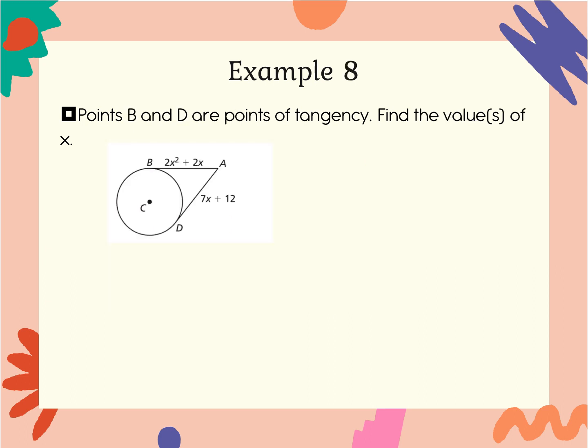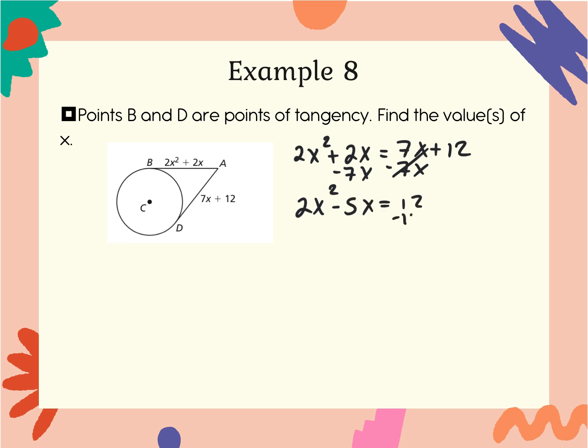Example 8, it says point B and D are points of tangency. Find the values of x. So now we have the same thing. These two lines are going to be congruent. So I'm just going to go ahead and do 2x squared plus 2x is equal to 7x plus 12. I'm going to go ahead and subtract 7x from both sides to get 2x squared minus 5x is equal to 12. I'm going to subtract 12 from both sides, and I'm going to get 2x squared minus 5x minus 12 is equal to 0. The reason I put it equal to 0 is to factor it out. I'm going to try to factor it.